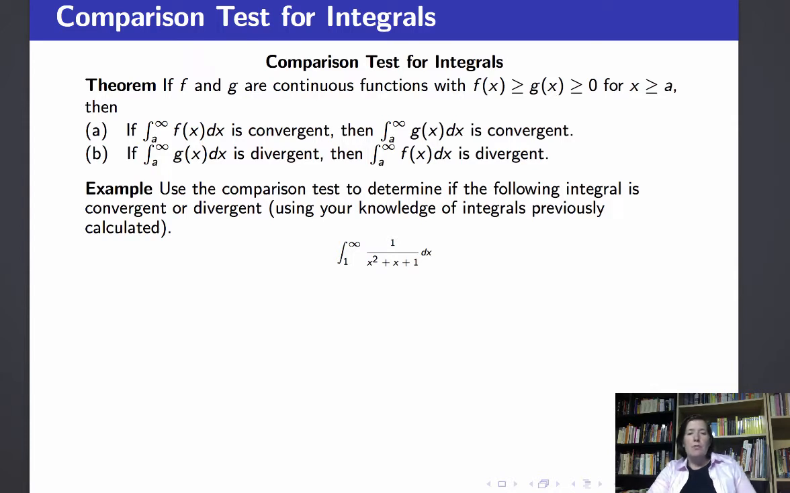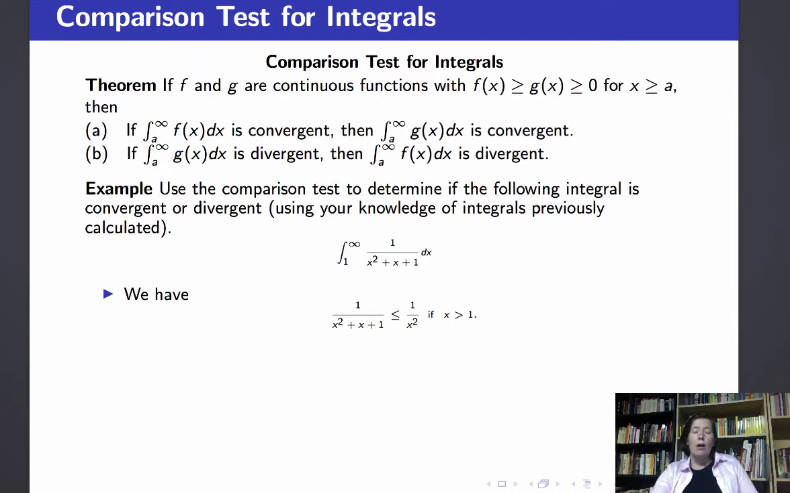Here's an example. Suppose I want to figure out if the integral from 1 to infinity of 1 over x squared plus x plus 1 dx converges or diverges. Well, I know x squared plus x plus 1 is bigger than or equal to x squared, so therefore 1 over x squared plus x plus 1 must be less than or equal to 1 over x squared.